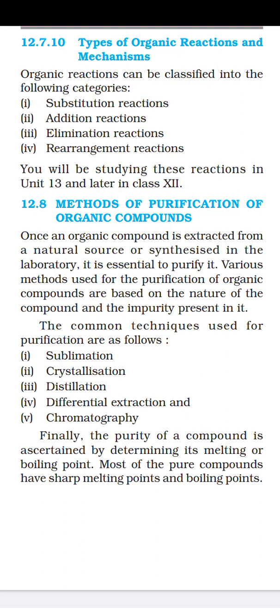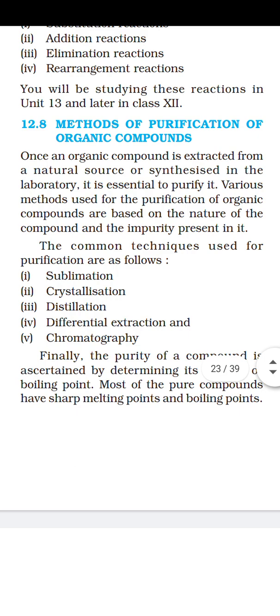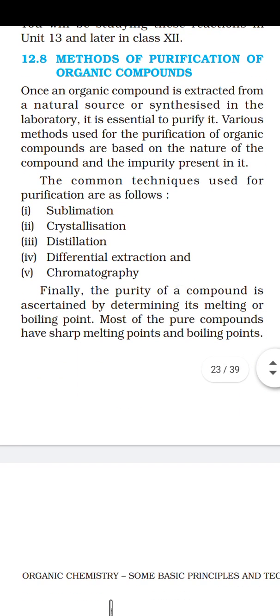Now, methods of purification of organic compounds. Once an organic compound is extracted from a natural source or synthesized in the laboratory, it is essential to purify it. Various methods used for the purification of organic compounds are based on the nature of the compound and the impurity present in it. The common techniques used for purification are as follows: sublimation, crystallization, distillation, differential extraction, and chromatography. Finally, the purity of a compound is ascertained by determining its melting or boiling point.